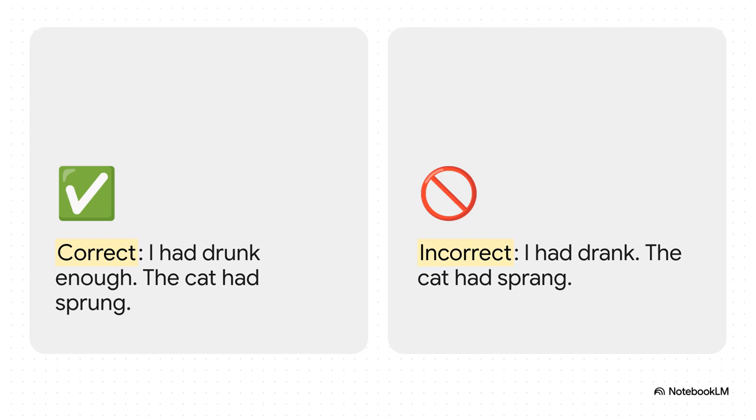It's totally correct to say I drank water, but if you were using the past participle, it must be I had drunk enough, not I had drank. There's no way around it. The same thing goes for the cat had sprung, absolutely not the cat had sprang. These are the exact tripwires that can completely ruin exam scores if you aren't paying close attention.